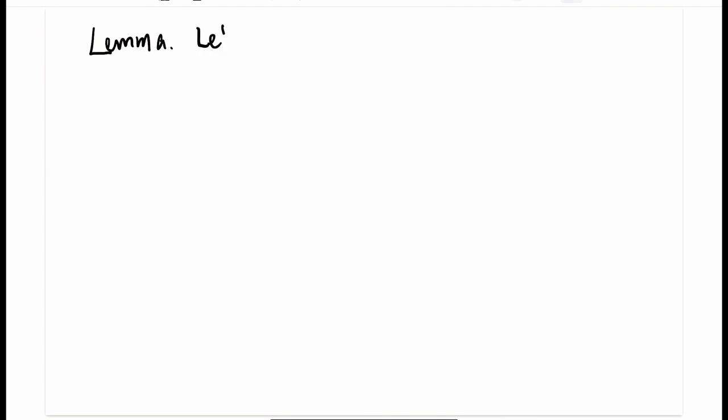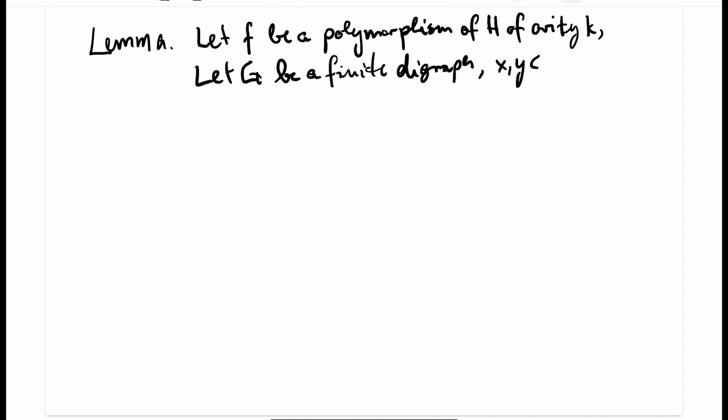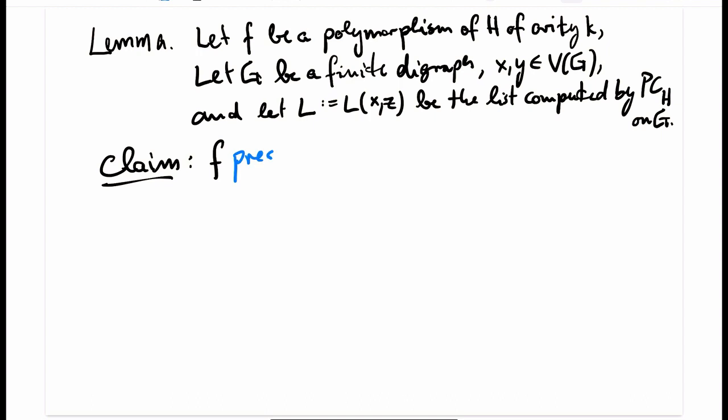Before we prove this theorem, we need to make some preliminary observations. Let G and H be finite digraphs, and let f be a polymorphism of H. And let x and z be two vertices of G. We consider the list L of xz that is computed by the path consistency procedure when executed on G. I claim that f must preserve this list in the following sense.